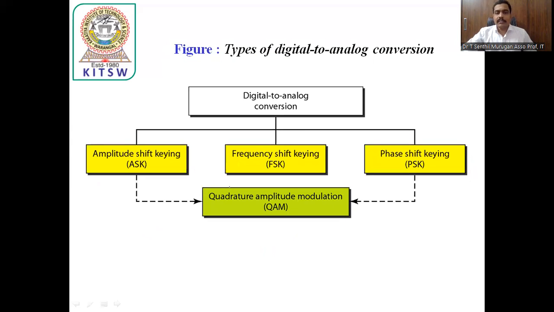For converting digital data to analog, we have three variants. Based on the amplitude, it is amplitude shift keying. Based on the frequency, it is frequency shift keying. Based on the phase, it is phase shift keying. The combination of ASK and PSK, that is quadrature amplitude modulation, QAM method, is also there. In this video lecture, we are going to discuss these three methods. Already we know what is amplitude, what is frequency, what is phase.